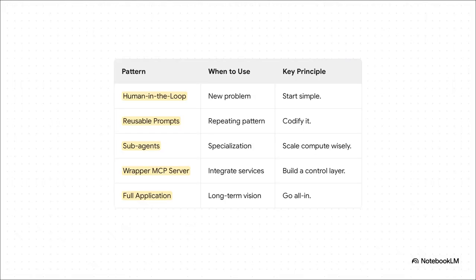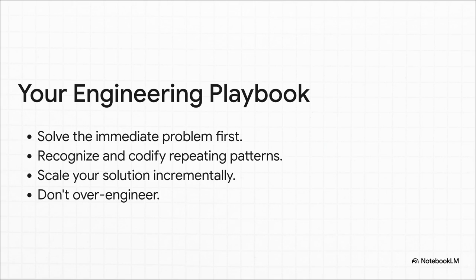This table basically lays it all out. It's your cheat sheet. Are you looking at a brand new problem? Start simple, human in the loop. Have you found yourself doing the same thing over and over? That's a pattern, so codify it with a reusable prompt. Do you need a bunch of specialized things happening at once? Time to scale your compute with sub-agents. Need to connect to lots of different services? Build that control layer with a wrapper server. And finally, if you're building a real product with a long-term vision, then you go all in with a full application.